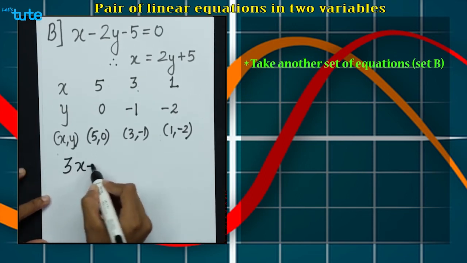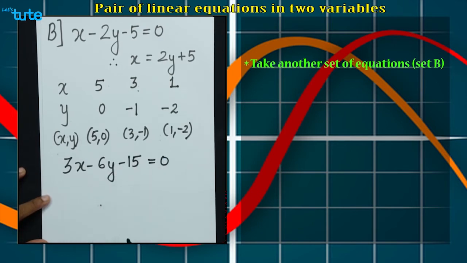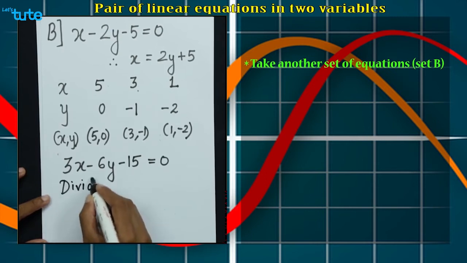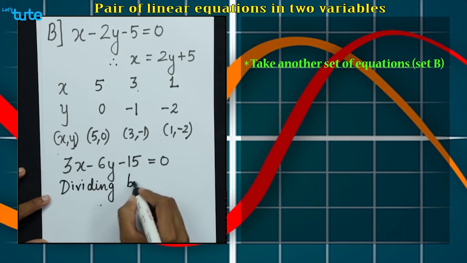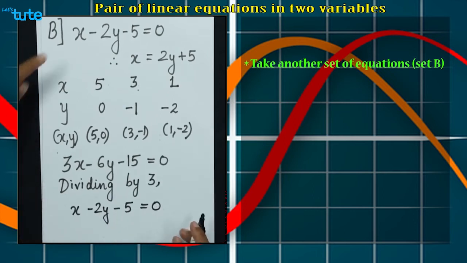Let us take another equation here: 3x minus 6y minus 15 equals 0. If I divide the entire equation by 3, what do I get? I get x minus 2y minus 5 equal to 0, which is nothing but the previous equation precisely. Again, if I want to find points on this equation, the points will be the same. I can have many more points as a line has infinitely many points.